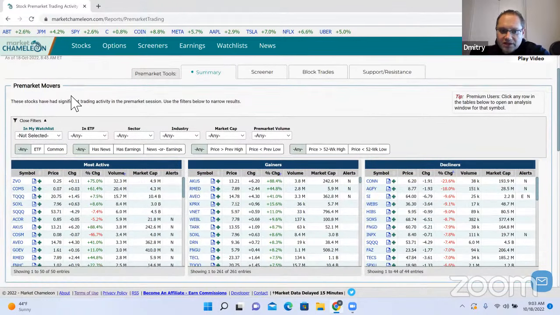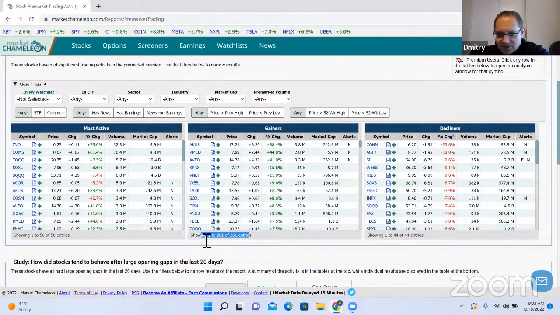These are stocks trading in pre-market hours. We have the most active stocks, our biggest percentage gainers, biggest percentage decliners. Coming down here, we have 261 stocks that made our percentage gainers list, 44 on the decliners. From that perspective, we're looking like a bullish bias at the open. I'm going to filter down this list to look at only S&P 500 companies. We want to take out ETFs, closed-end funds, leverage products, preferreds. Let's remove all those and only focus on the S&P 500 stocks.